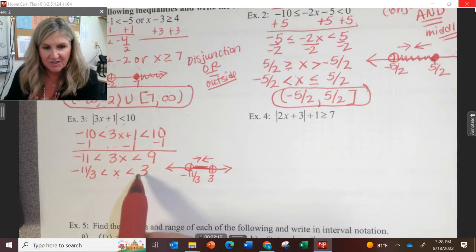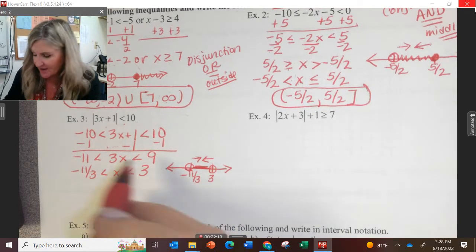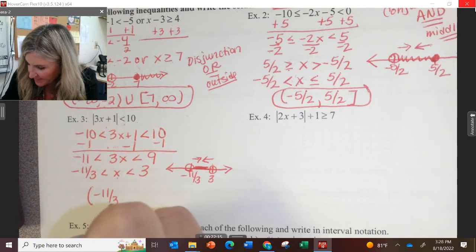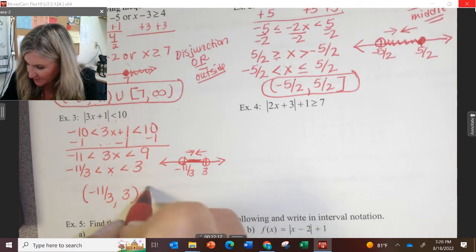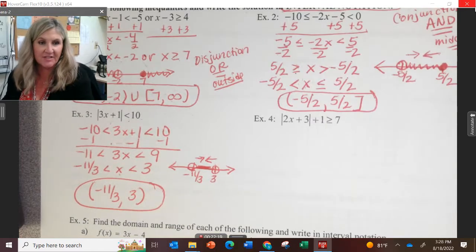So in interval notation, I start from the left. I go to my first value, parentheses. I keep going down to my next value. That would be the answer in interval notation.